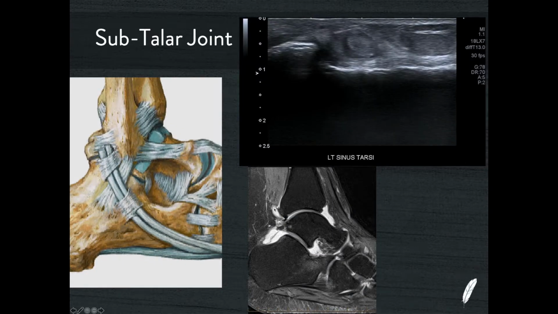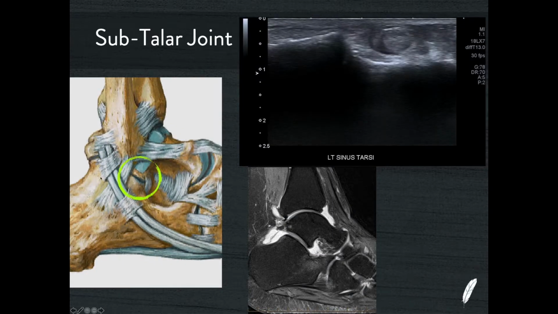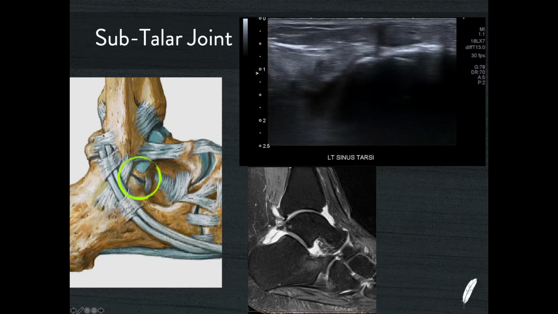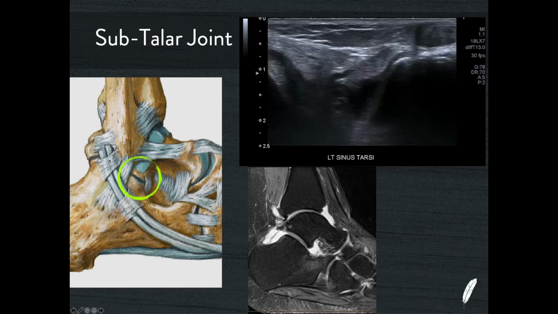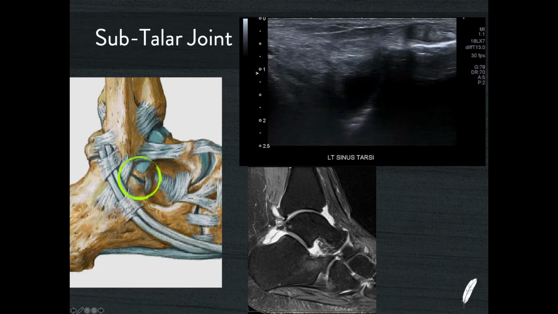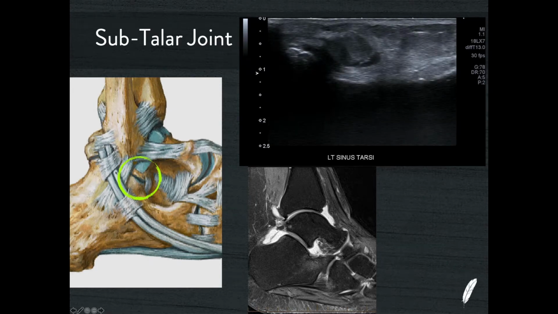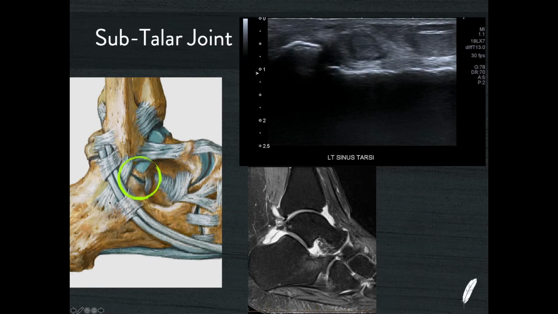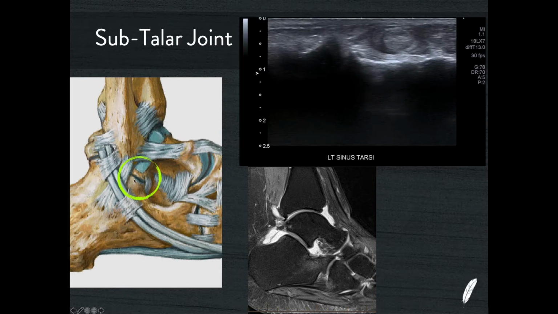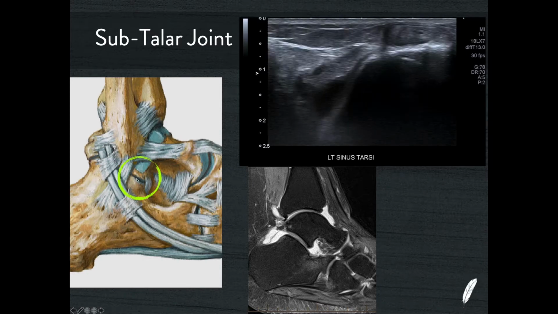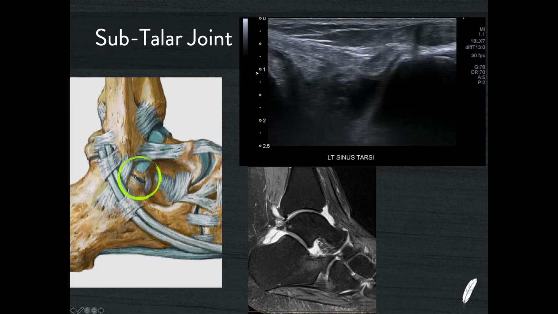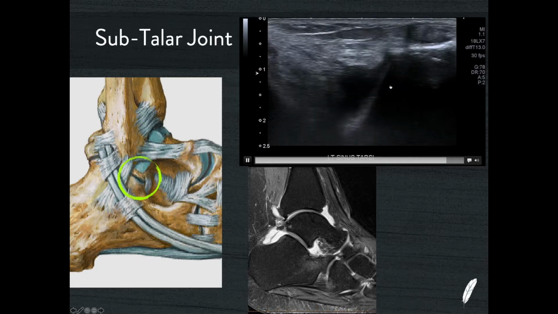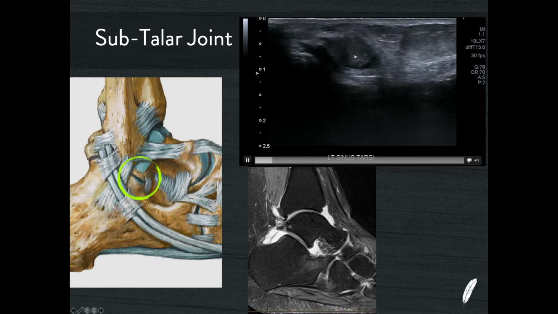How do we find the subtalar joint? So the subtalar joint is here, and what I do is I follow the peroneal tendons down around the corner. I go past the superior peroneal retinaculum, and then when I arrive and I see the calcaneo-fibular ligament passing underneath it, I look just anterior to the peroneal tendons, and I see a little crack, a little articulation, and this is the subtalar joint. So if you watch the ultrasound video here, you can see there are the peroneal tendons.